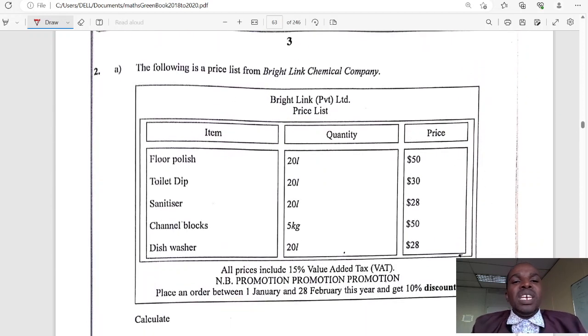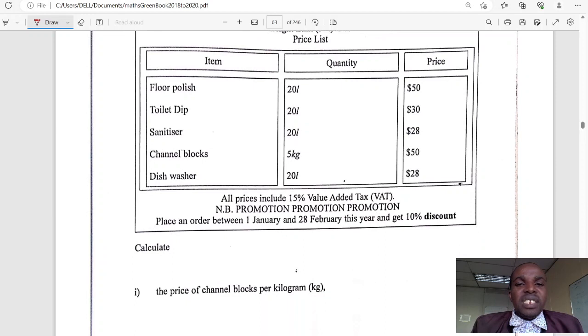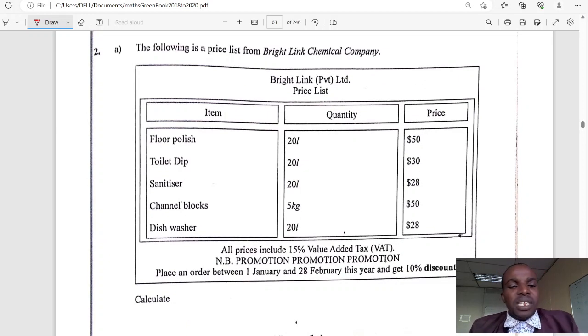Question number 2. The following is a price list from Brightlink Chemical Company. Brightlink PVT Ltd price list. So we're given all these items. And they said calculate the price of channel blocks per kilogram. Right, we have the channel blocks here.